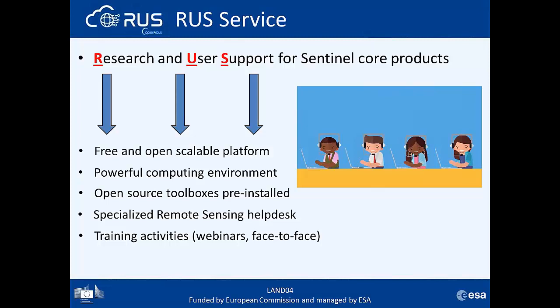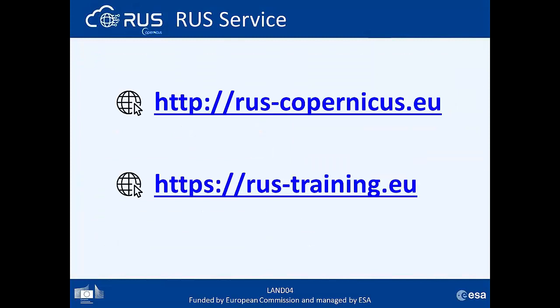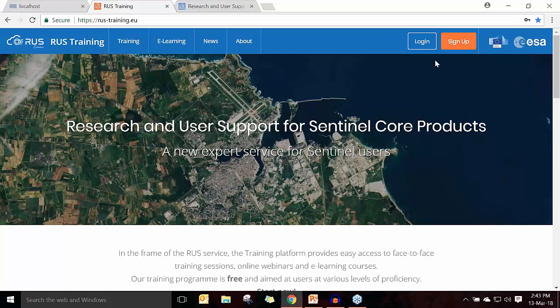So all the information of the RUS service can be found in those two main websites. So let me go very quickly through them so that you can get the complete picture of RUS. And there we go. So this is the first one, rustraining.eu, and here you can find all the information that is related to the training activities of the RUS service. Something that I want to highlight in this website is the training tab here. If we click, we can either access the upcoming webinars or the past ones.